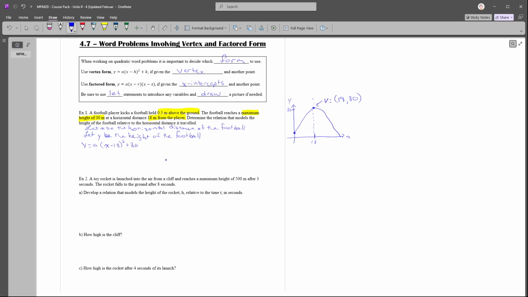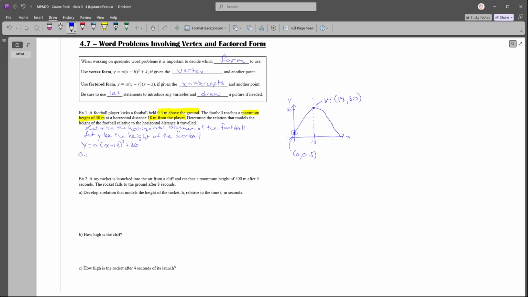Okay, but now we need to get a still. So in order to do this, just like we did before, we need a point. We need a point on the curve. Do we know any points that aren't the vertex? Yeah. We know the starting point. That starting point, we know that it was located at x is 0, because that's where he starts kicking from, and a y value of 0.5. So we can substitute that in to try and figure out where we're at.